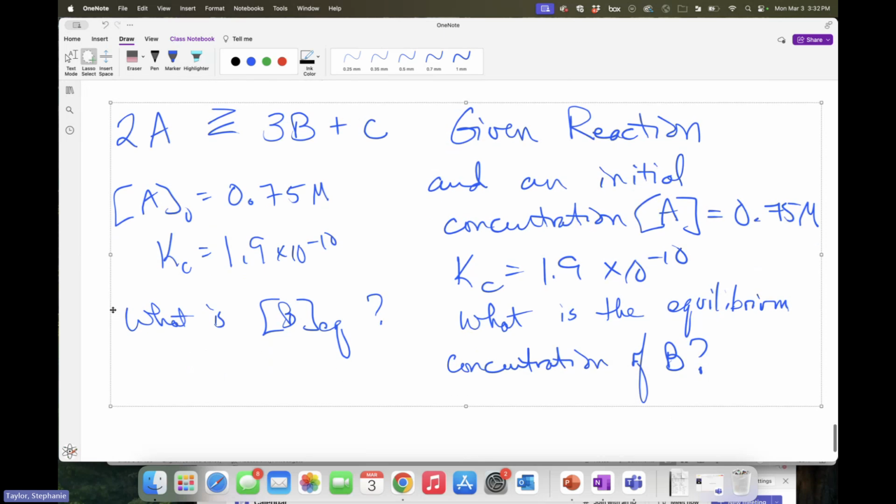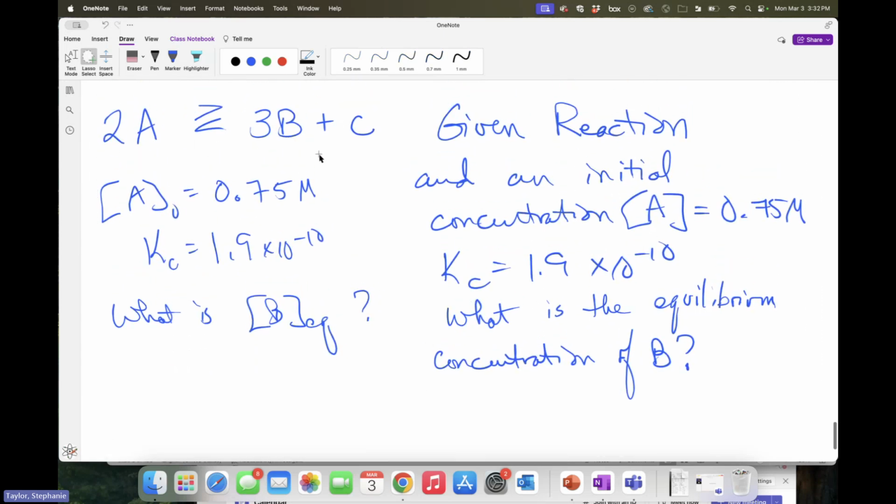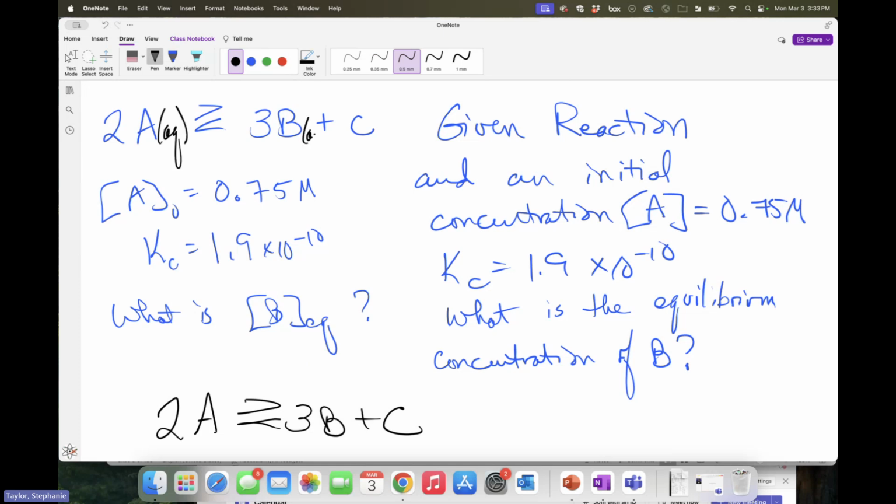Okay. So I have 2A is in equilibrium with 3B plus C. I've got an initial concentration of A, a value of Kc, and it's asked what is B. So what I'm going to do first is set up my ICE table. I have my 2A in equilibrium with 3B plus C. I should have given all of these state symbols. We'll go ahead and make everything aqueous just to make my life a little easier.